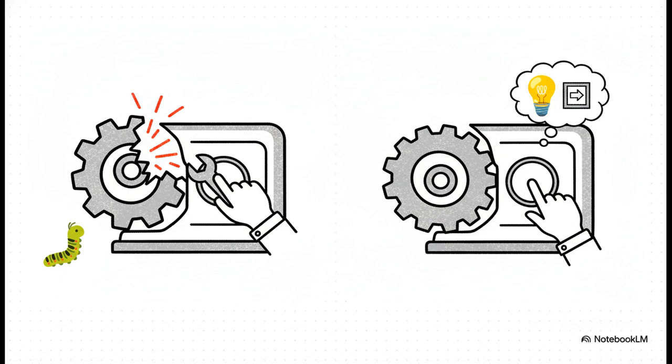A bug means something is broken. The distance calculation is wrong. That's a problem, and it needs to be fixed. But a change request is a new idea. It's someone saying, hey, you know what would be cool? An export to Excel button. That wasn't part of the original plan. If you don't treat these two things differently, you fall into the trap of scope creep, where the project just keeps growing and never actually finishes.